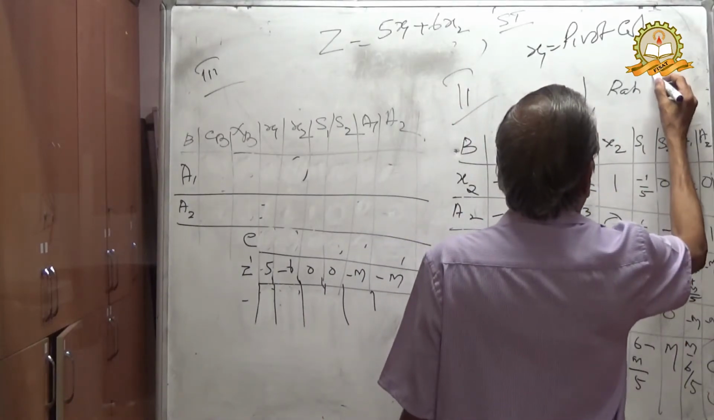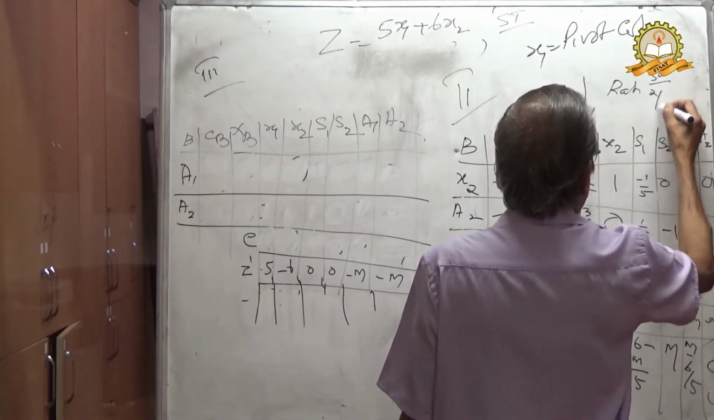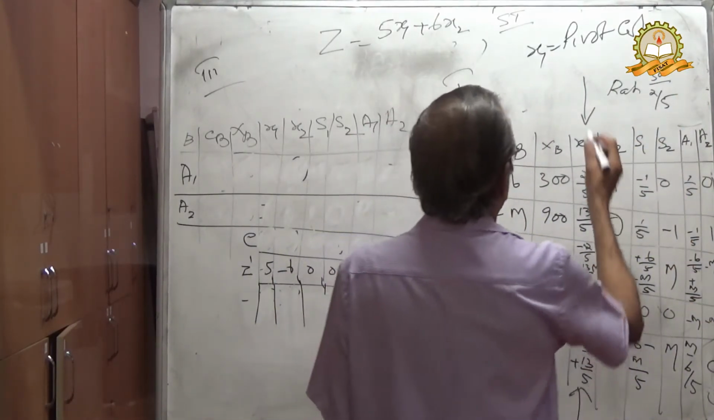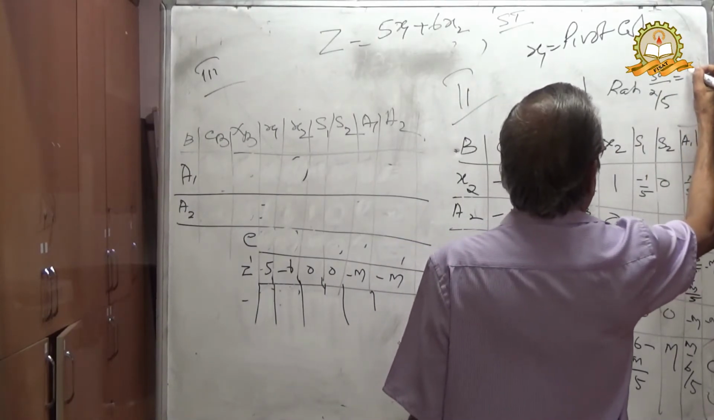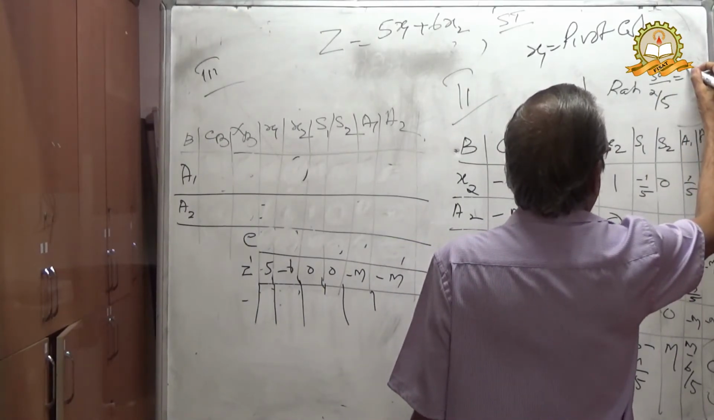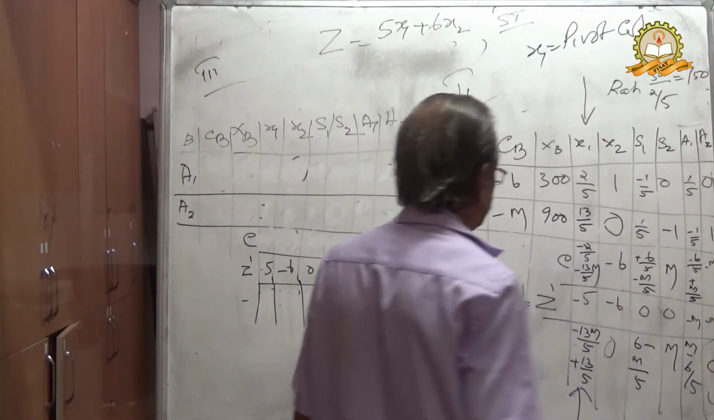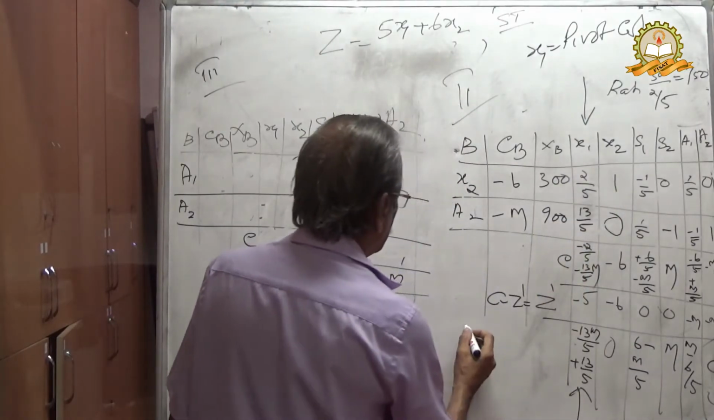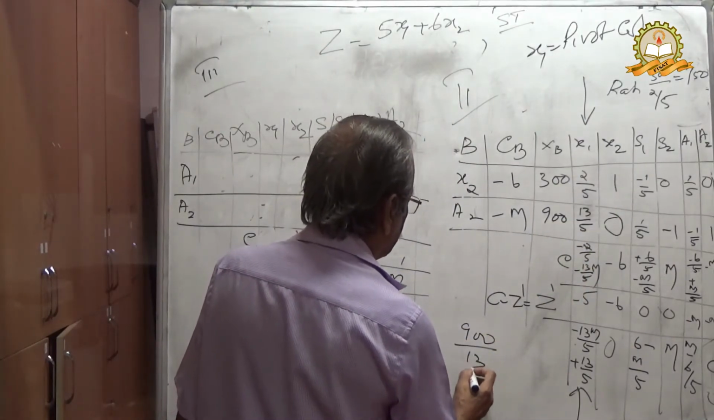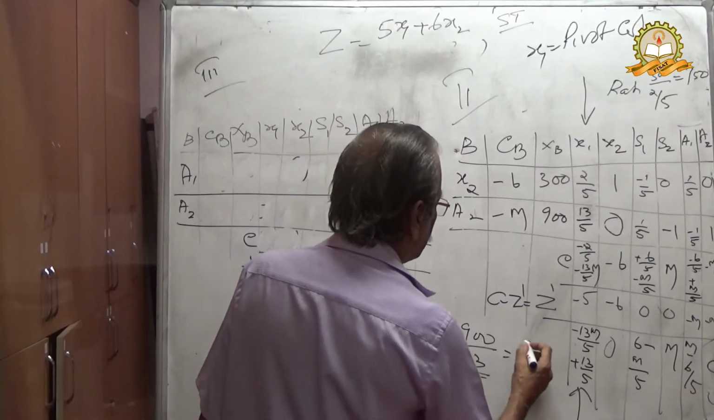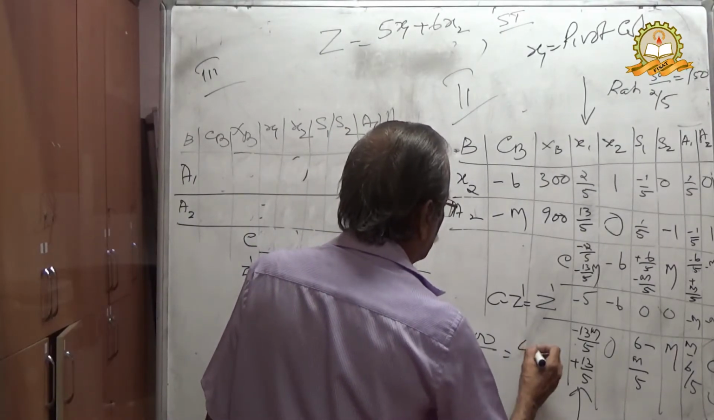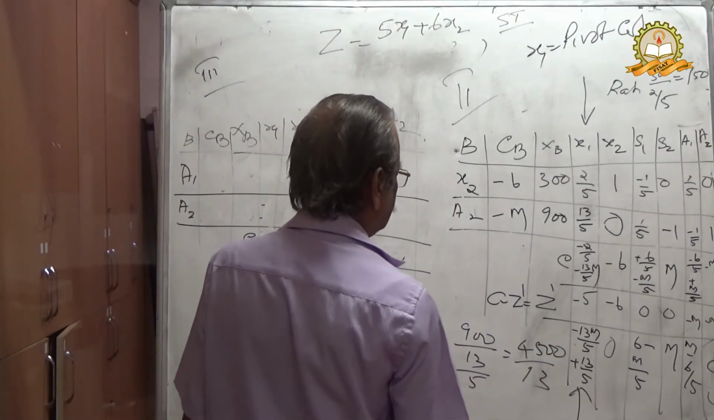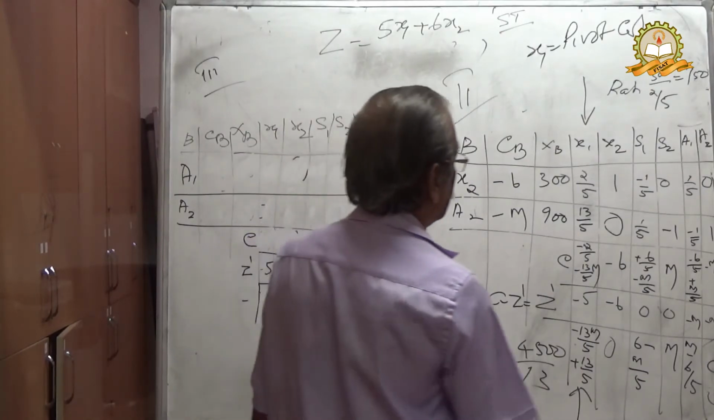300 by 2 by 5 equals 300 into 5 by 2, that is 1500 by 2, which is 750. Then in the second one, 900 by 13 by 5 equals 4500 by 13.